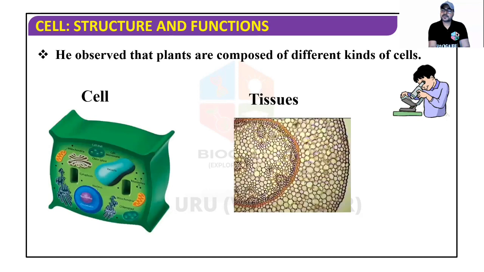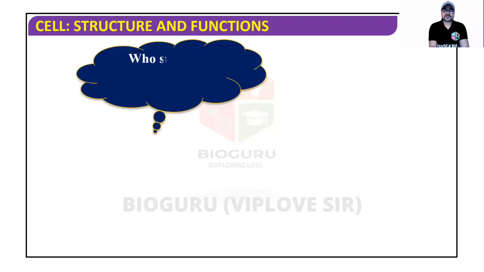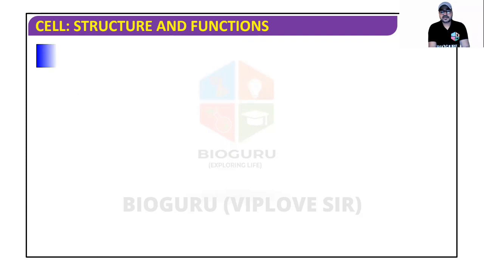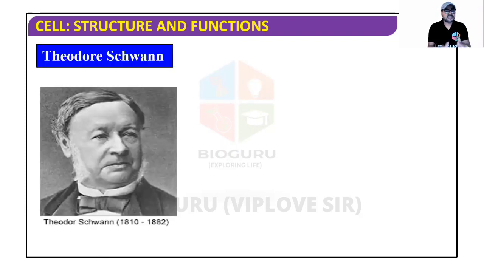Cells form tissues, and tissues form organs. So, who studied different types of animal cells? Animal cells were studied by Theodore Schwann. Okay, so Theodore Schwann, that's why the cell theory was given by Schleiden and Schwann together.